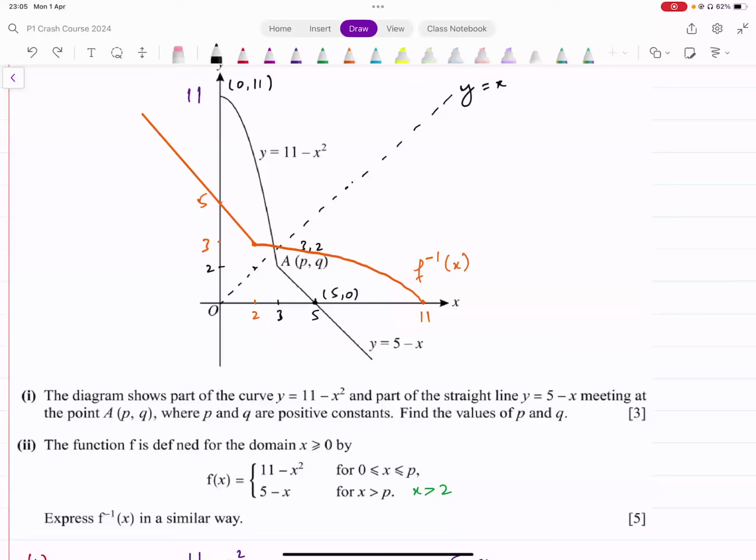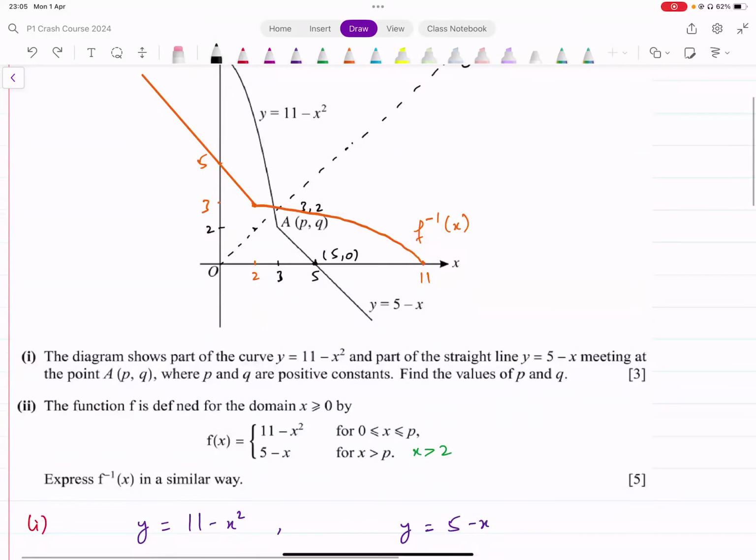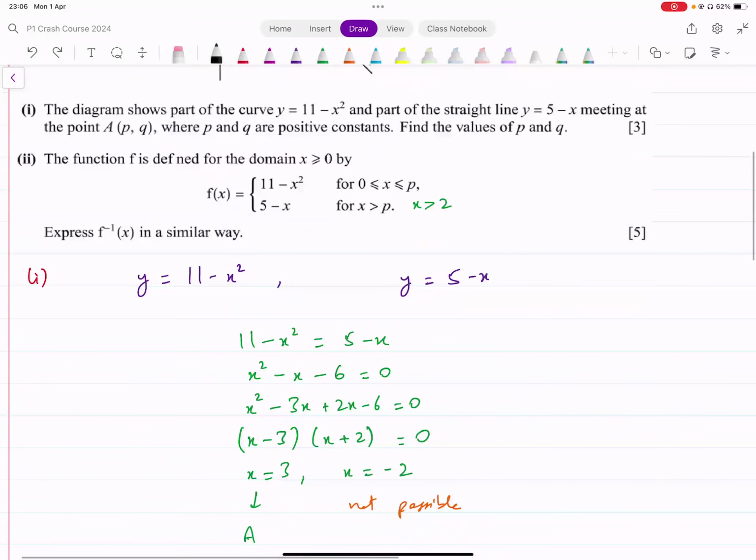Sir, when they say f(x) equals 11 minus x squared and 5 minus x, does it equal both, or individually? Does f(x) equal both of them at the same time? Okay, could you repeat the question? I'm sorry, I was distracted a bit. Does f(x) equal both equations at the same time, or is it individual?